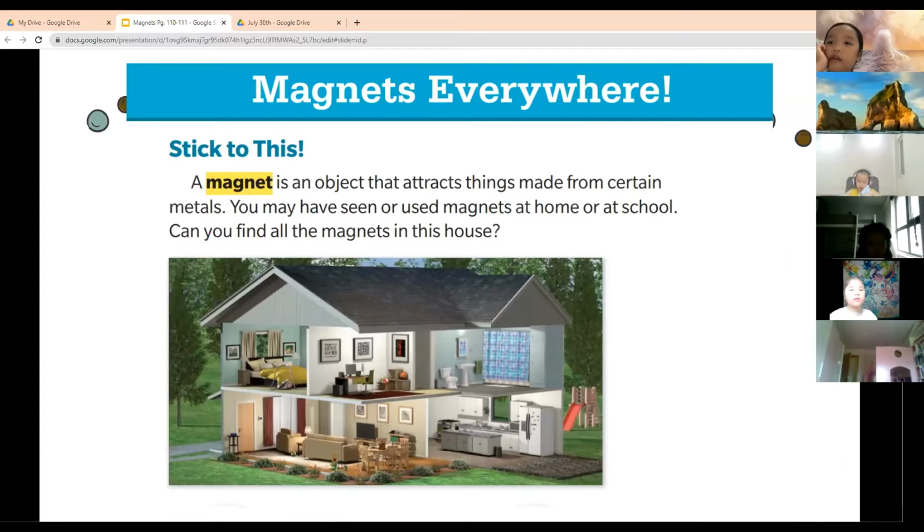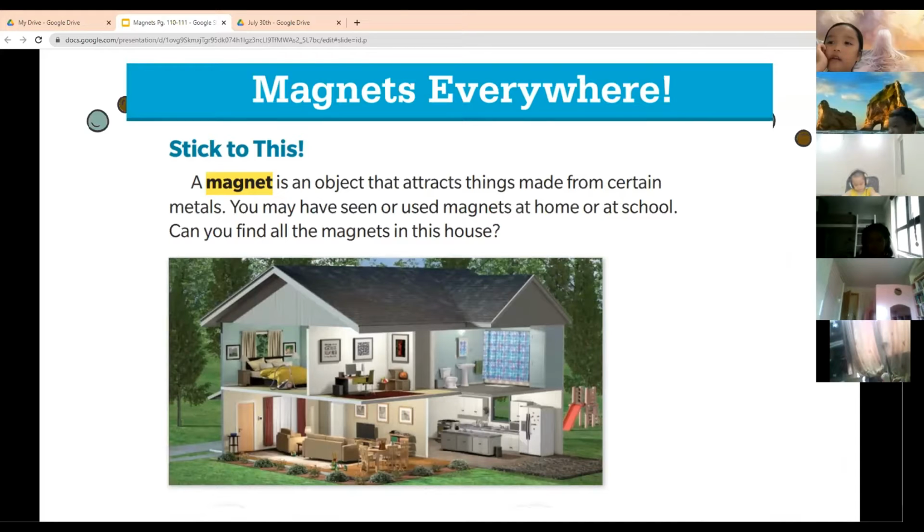A magnet is an object that attracts things made from certain metals. You may have seen or used magnets at home or at school. Can you find all the magnets in this house? Thank you. So guys, you did your homework. You found magnets in your home.